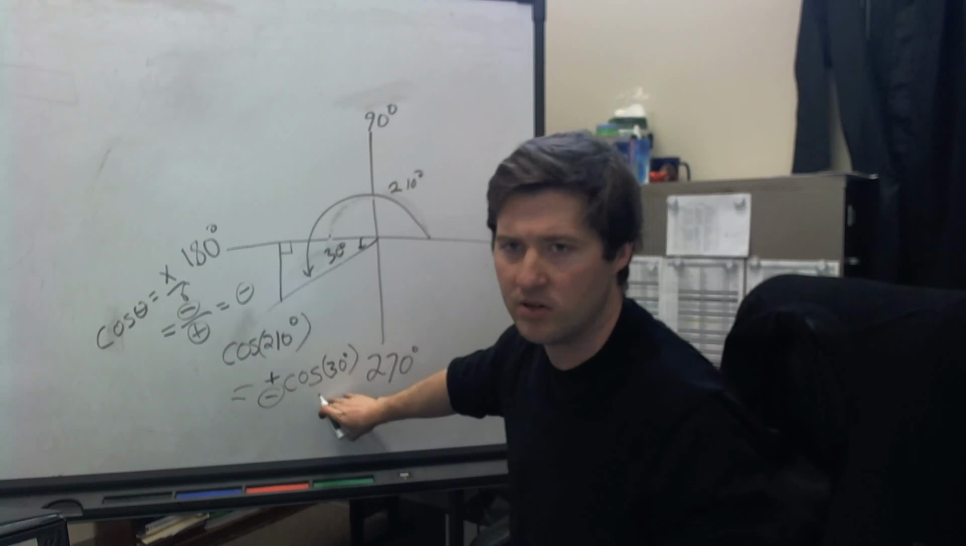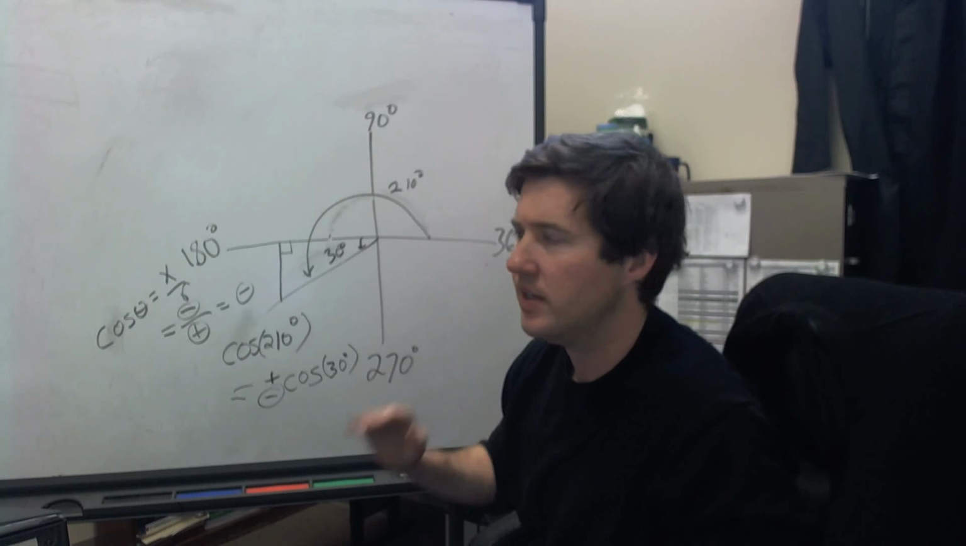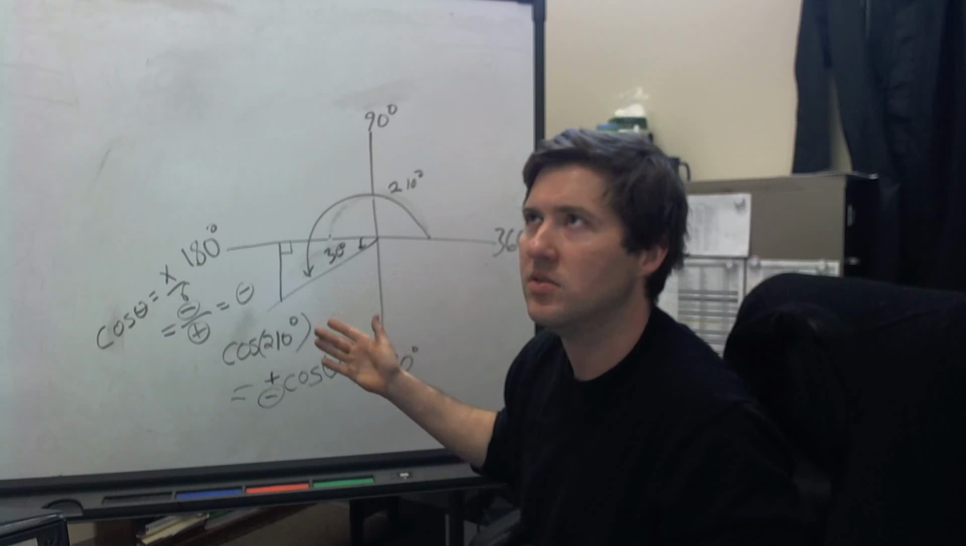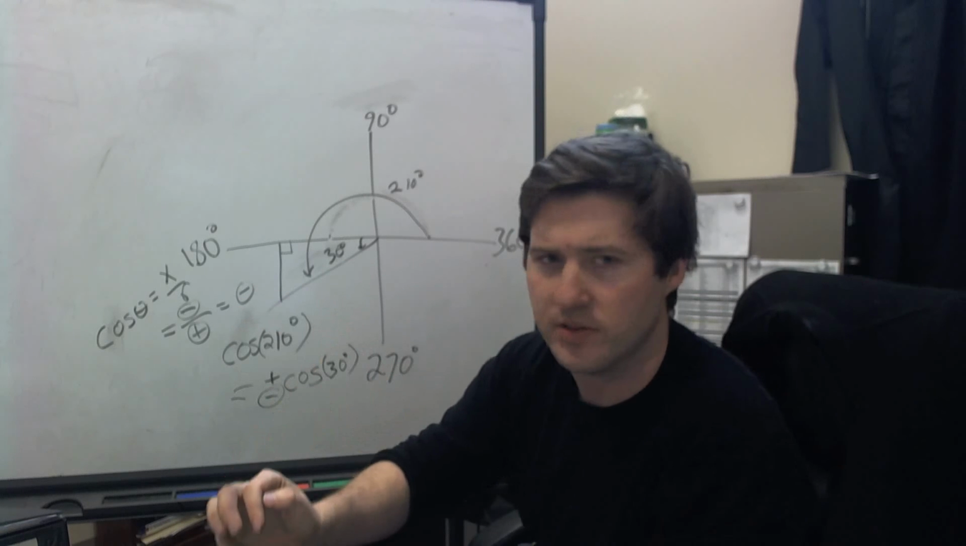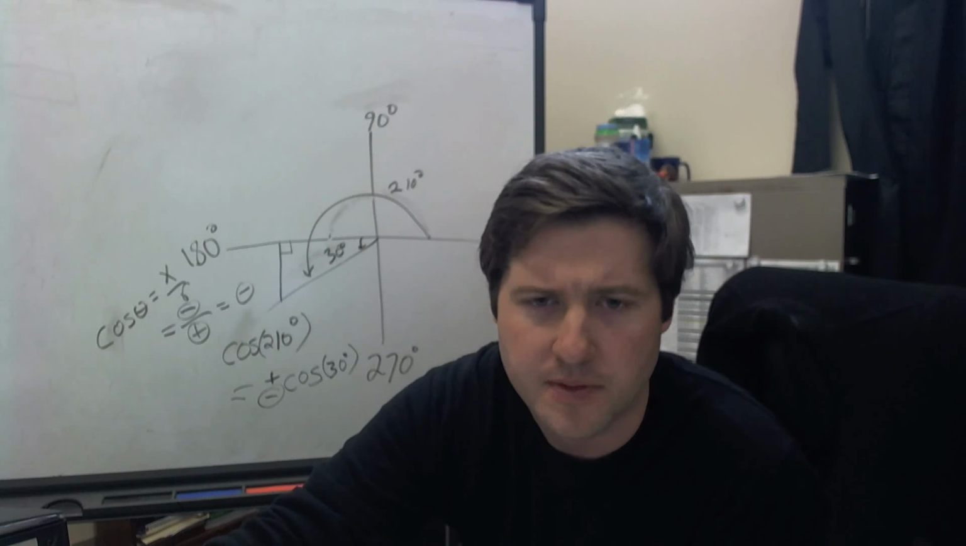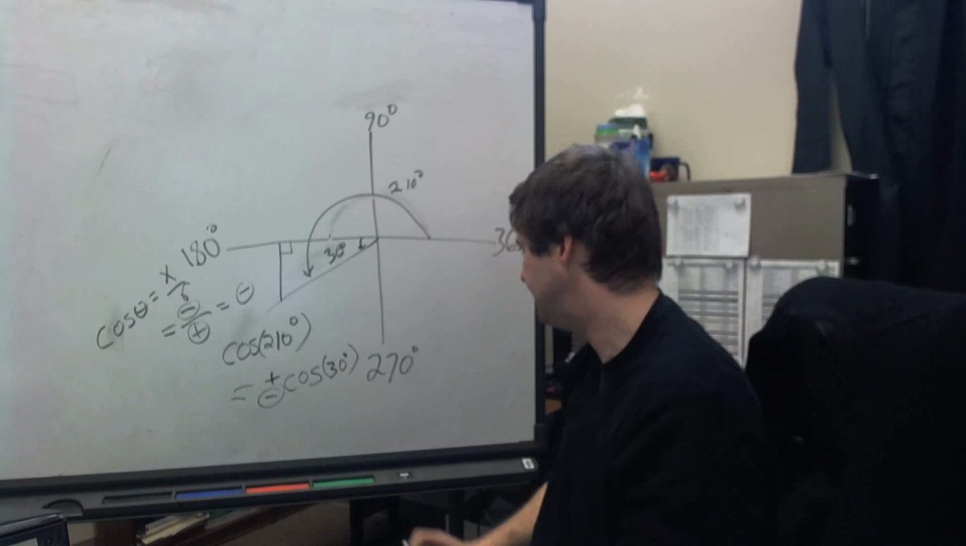So I'm going to find the cosine of 30 degrees, but we've got that on our table. Cosine starts at 1 and it goes down from there. So this is square root of 3 over 2. So my table says square root of 3 over 2.